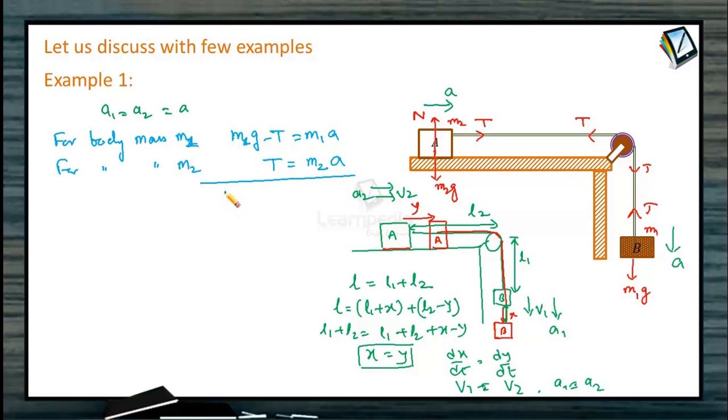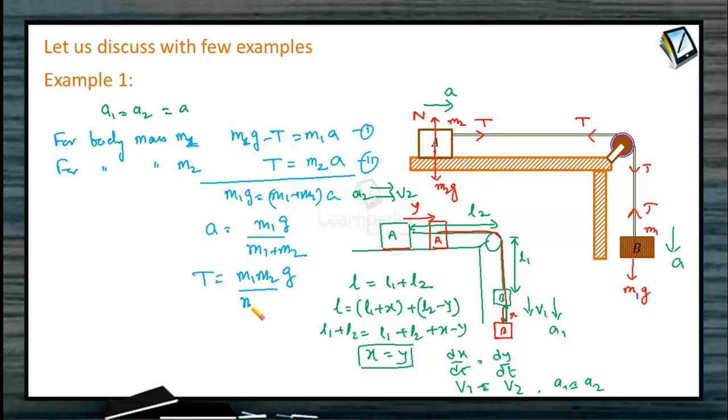So we can write this as M1g is equal to M1 plus M2 into a. Simply we can get the value of acceleration as M1g divided by M1 plus M2. Substituting this value of a in the second equation, we can easily get the value of tension. T will be equal to M1 M2 g divided by M1 plus M2.